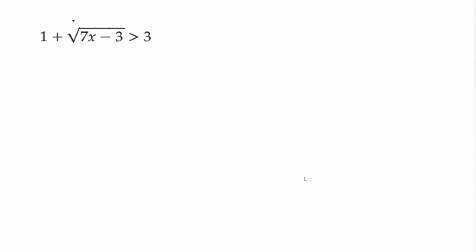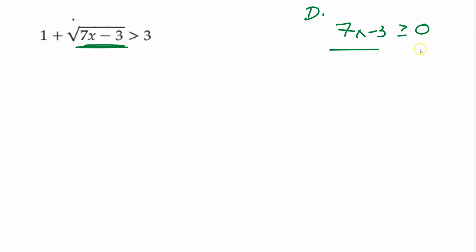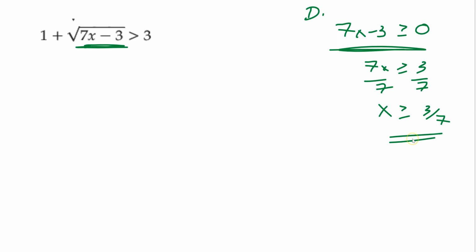So another one. Here, I got 7x minus 3 greater than or equal to 0. Remember, that's my domain. Now, domain is always greater than or equal to. I know here it has greater than, but domain is always greater than or equal to. So we solve it. 7x is greater than or equal to 3. Divide by 7. x is greater than or equal to 3/7. And then we've got to solve like normal.